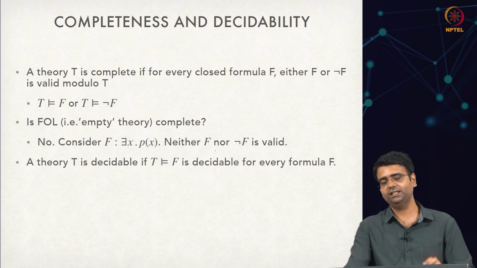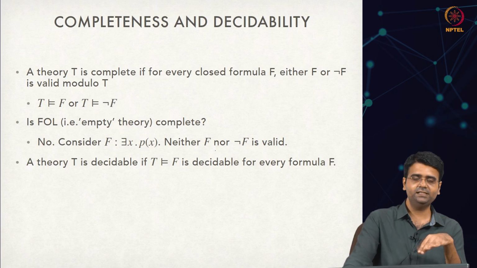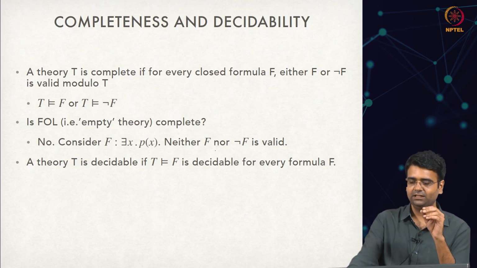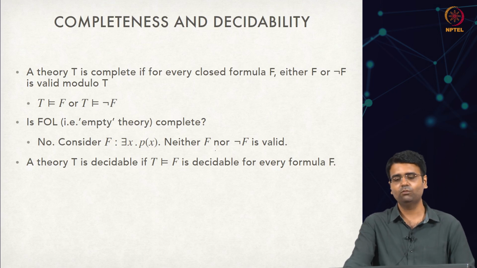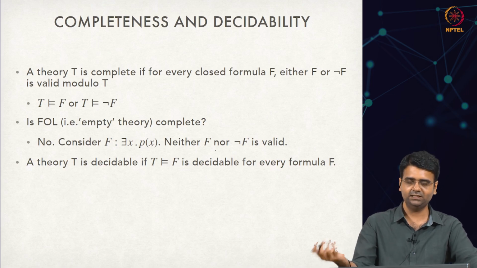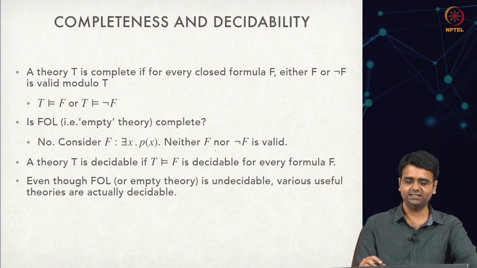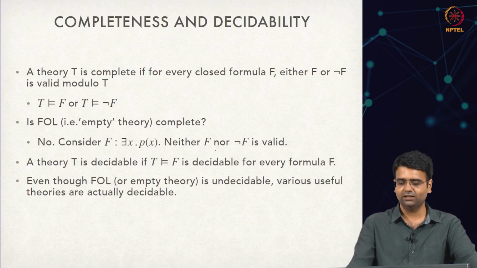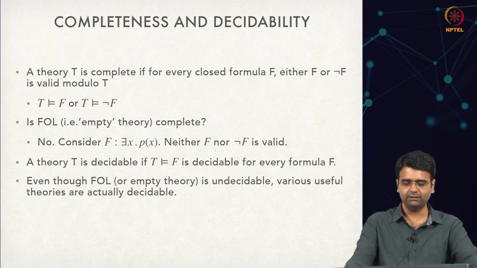Okay, so now a theory is decidable if this entailment question, the validity problem, which means, if T entails F, is F valid modulo T, is decidable for every formula F. So the validity problem modulo the theory is decidable for every formula F. If that is the case, then we say that the theory is decidable. So the entirety of FOL, which is the empty theory, is undecidable, which means that not all theories are decidable, but there are various useful theories which are actually decidable, and we will look at some of them.